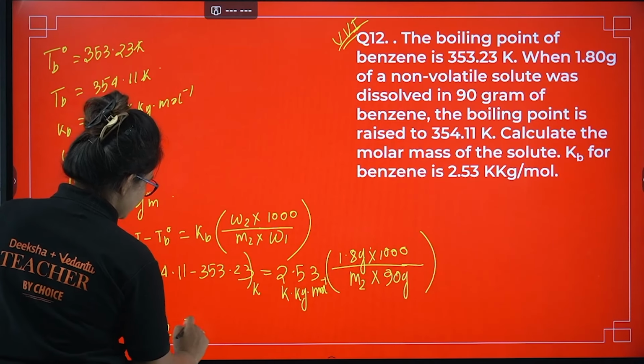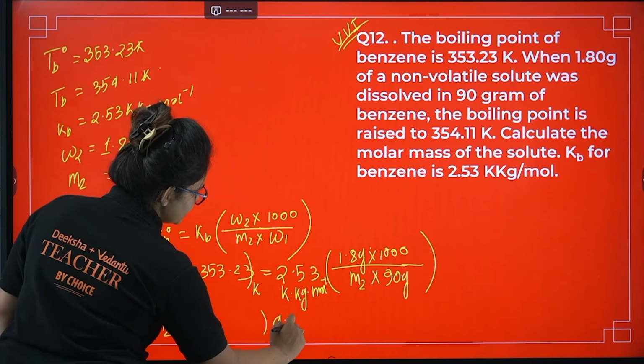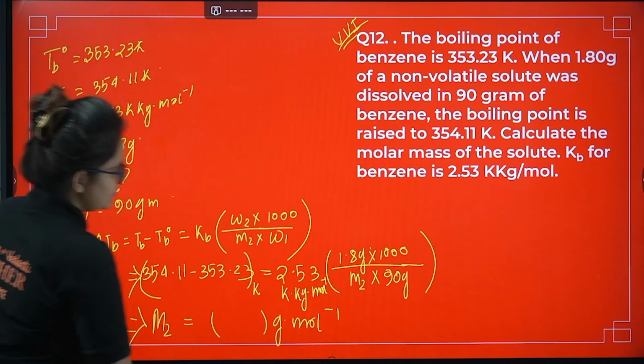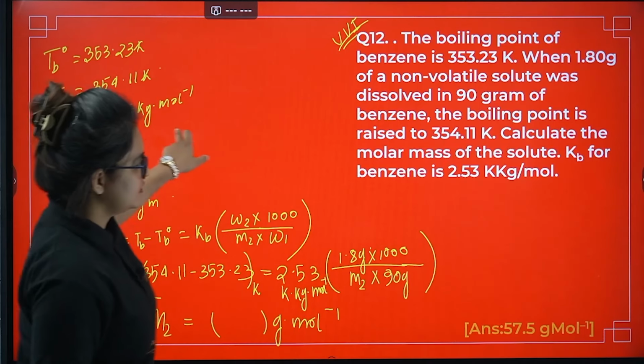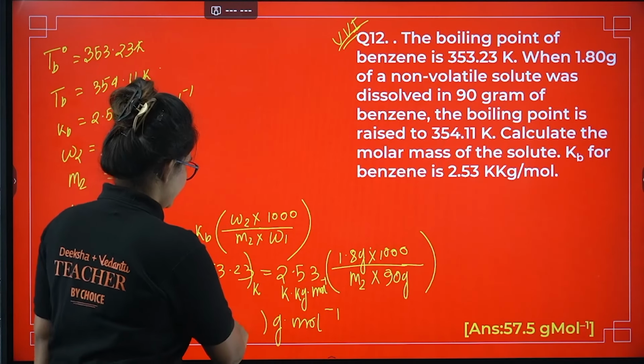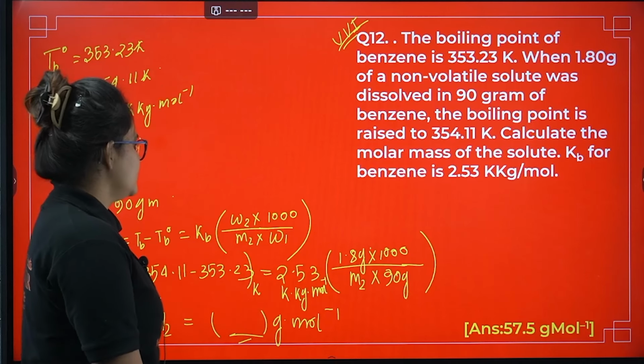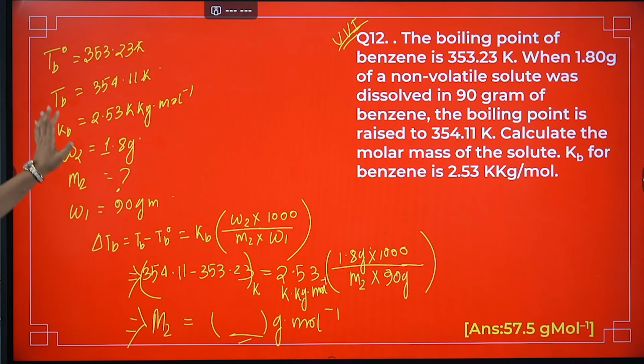You have to calculate the M2, right? It will come with gram per mole unit. So you will end up with 57.5 gram. Okay, I guess this is clear to you. Let's go ahead.